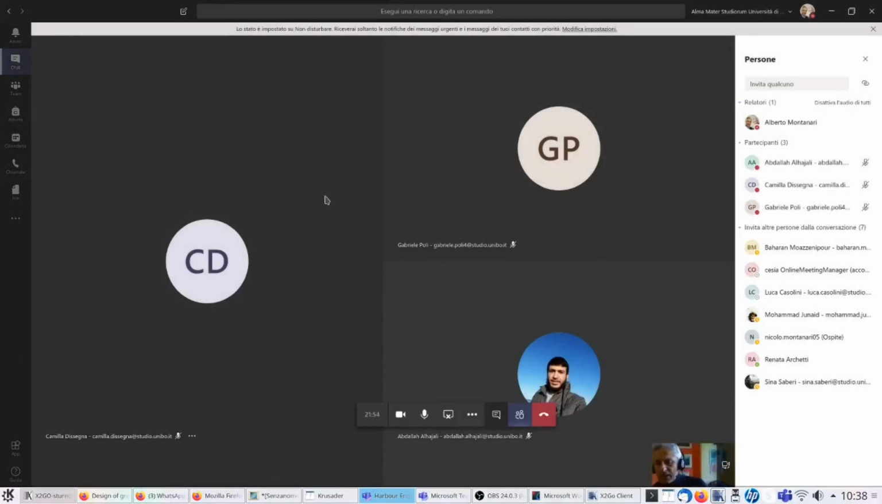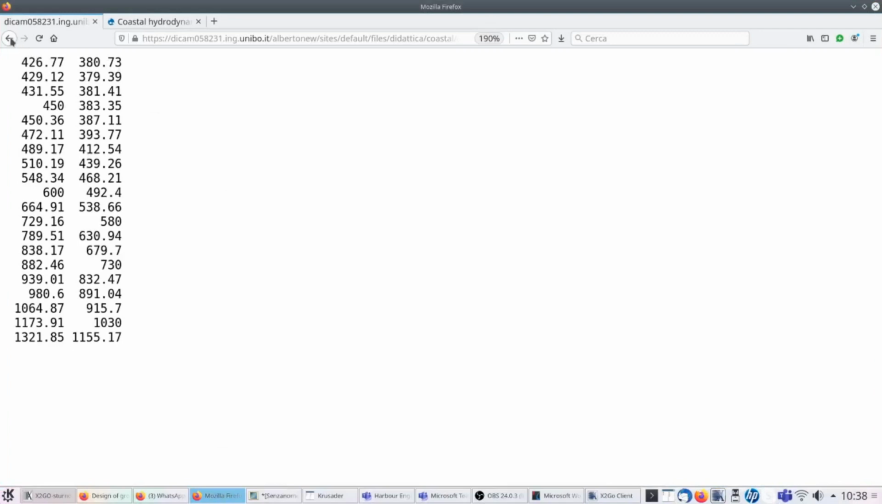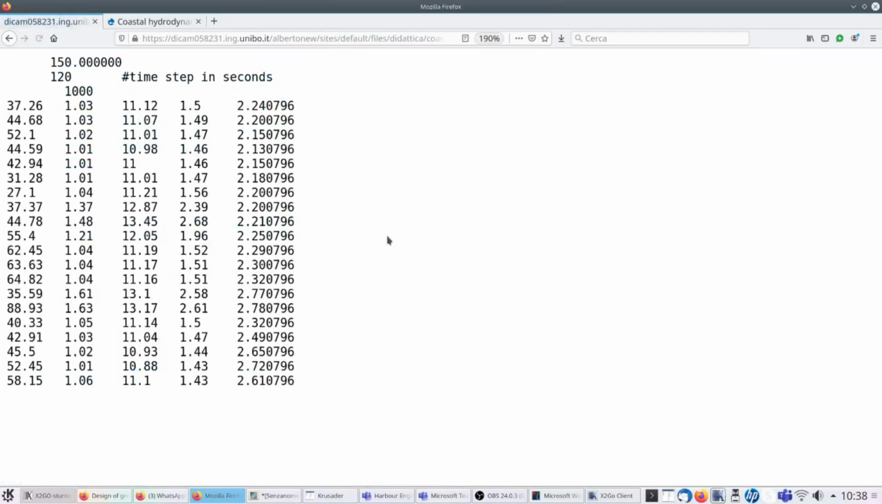Okay, so as I said, these are the coordinates of the coastline. Let me go back and refresh our minds with the wave forcing. The wave forcing is given in terms of the spatial step. It's 150 meters. It is the delta y that we adopt. So again, spatial step. And sorry, it's the delta x that we adopt.